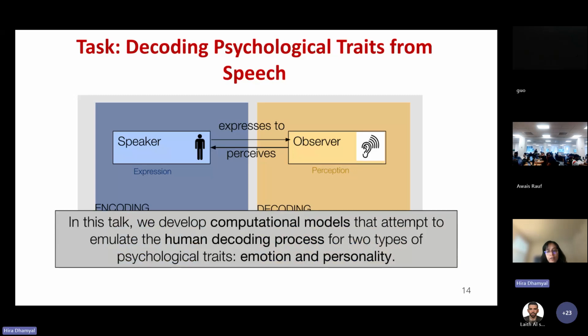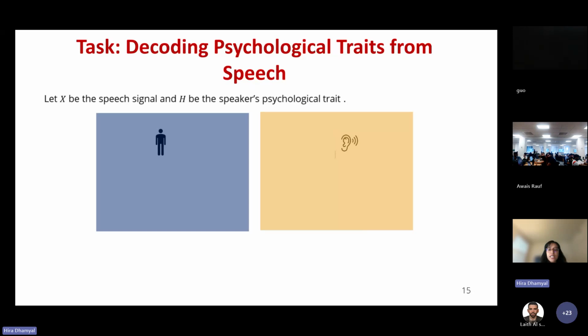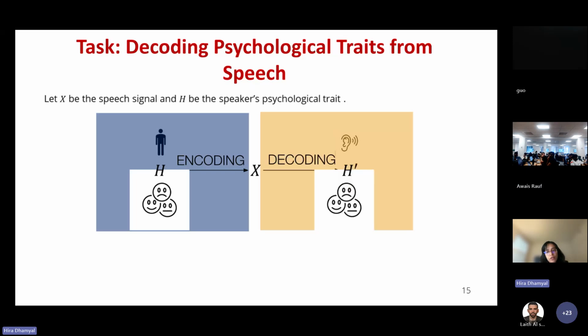And in this talk, we will develop computational models that attempt to emulate the human decoding process for two types of psychological traits. Stating this in another way, let X be the speech signal and H be the speaker's psychological trait, which are latent traits, for example, emotion. H is encoded in some features in X, and then we use X to infer H prime. And our goal here is that H and H prime should be similar.